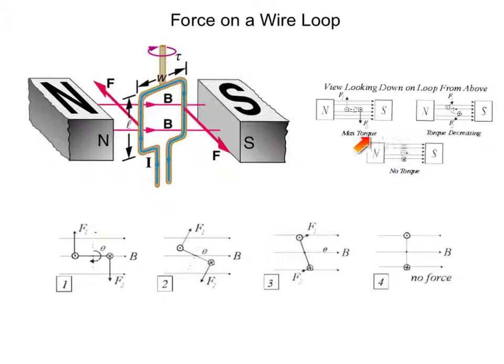And this can be seen in this drawing here. So the maximum torque occurs when the loop is in drawing 1 here. This is where the motion of the loop is perpendicular to the lines of force. As the loop rotates, the torque decreases because the force is getting smaller. As that angle decreases, the torque also decreases. And when the angle is 0, the torque is 0.